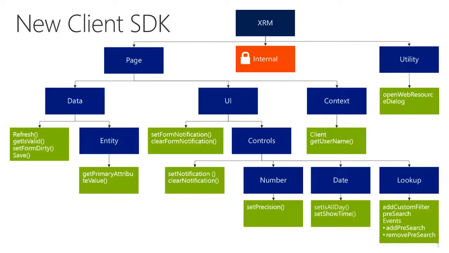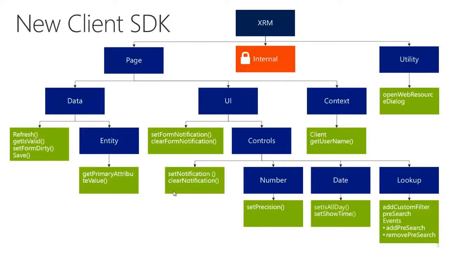Using the add pre-search and the remove pre-search functions, you will now be able to apply changes to lookups based on values just as the user is about to view results for the lookup. And similarly, when you use the remove pre-search function, this would allow you to remove the event handler function that you may have previously set for the pre-searching event specific to the lookup control.